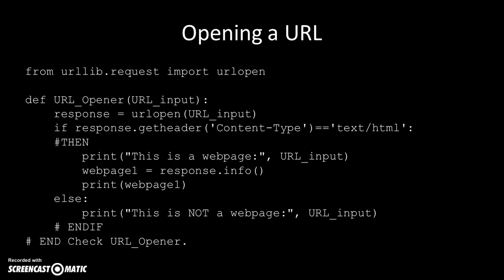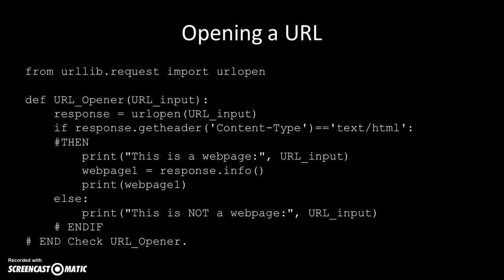And what response will we get? The response will be the header information back. So what we say here is, if the content type from the header is text/HTML, then we print "this is a web page," and we can print out info about the page, and then maybe even print out the information on the web page. Else we print out "this is not a web page." We can print out the URL.